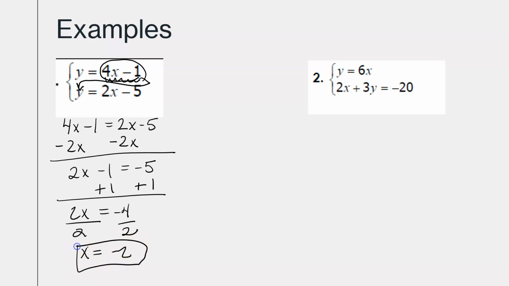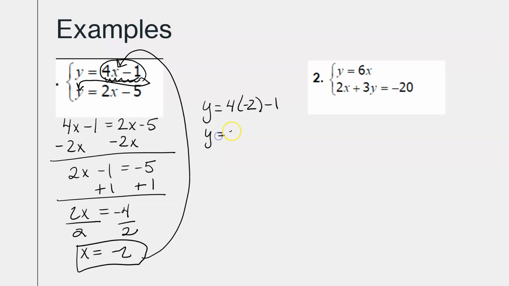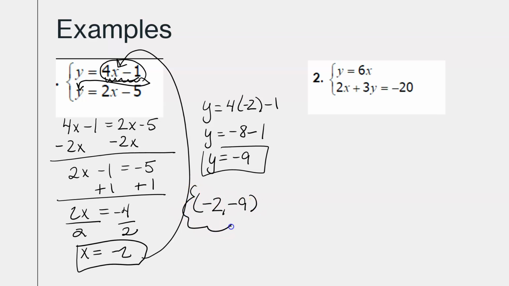Okay, so now I'm going to take what I got for x and plug it into the first one that I haven't used yet. So I have y equals 4 times negative 2 minus 1. So I have negative 8 minus 1. So y is negative 9. So now you have your ordered pair. Make it into an ordered pair, and that is your answer.